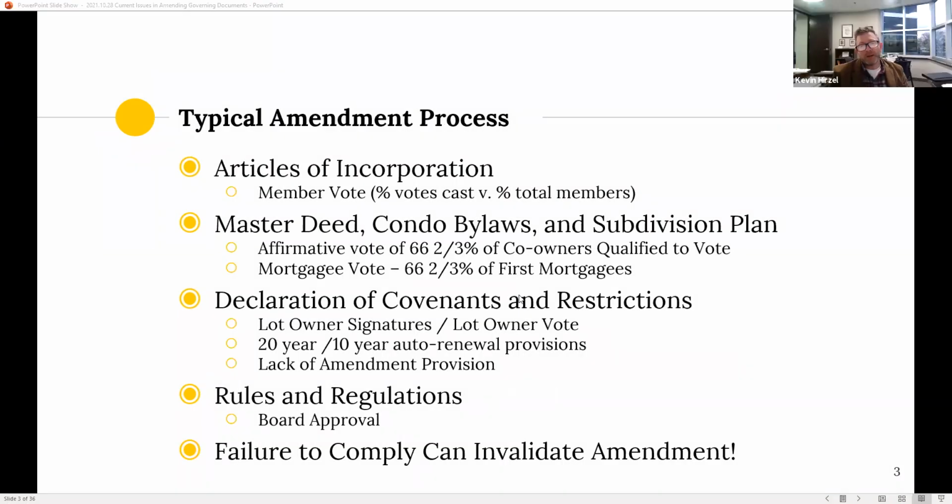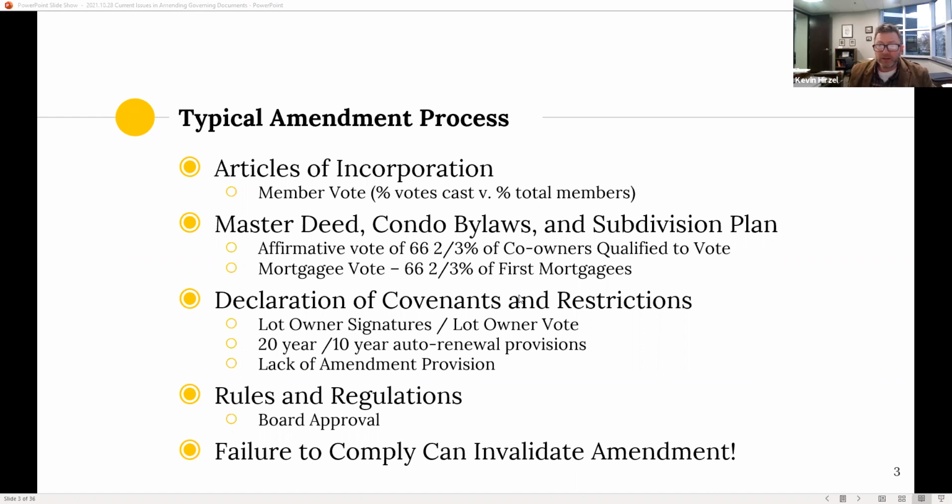All right, so with respect to the typical amendment process, for your articles of incorporation, it's almost always a member vote. There are a couple of tricky aspects to it. Usually it's going to be a majority of votes cast, but some documents require a percentage of the total members. You just need to make sure to pay attention to what the amendment provision states.